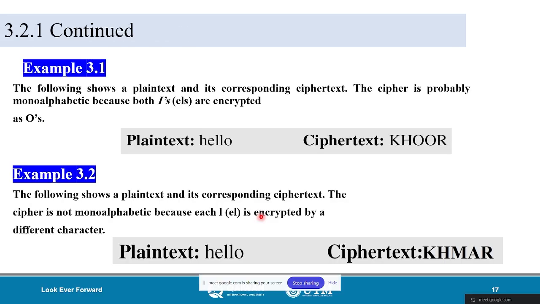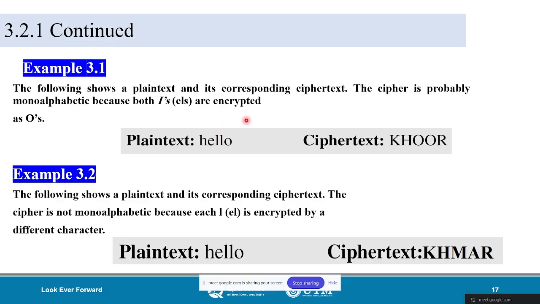Now we will also take a look at example 3.1. The following shows the plaintext and the corresponding ciphertext. Now HELLO became KHOOR. Don't ask me what encryption has been used. This is only a simple example. We are still not talking about the encryption algorithm and so on.